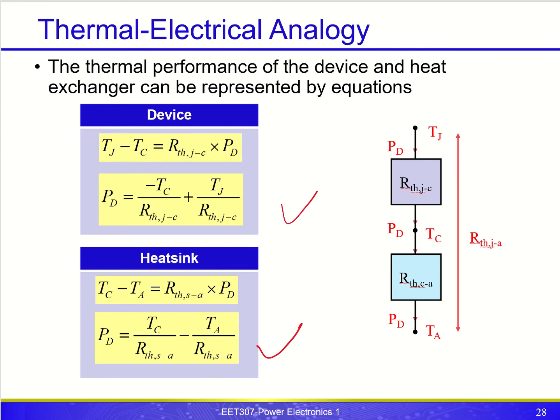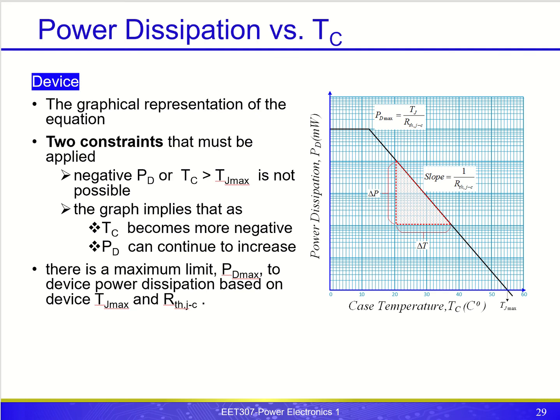I hope all of you still remember this basic equation: the temperature difference is equal to the power dissipation over the value of resistance RTH. According to this, you can get this equation. This is the graph of power dissipation versus case temperature, the graphical representation of this equation.